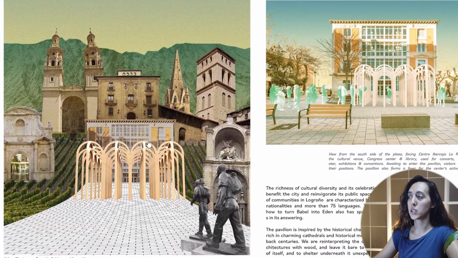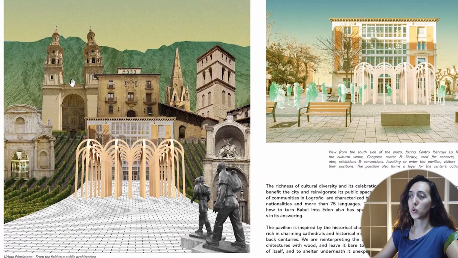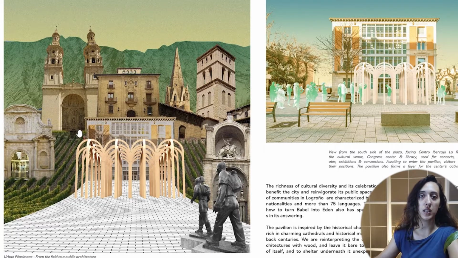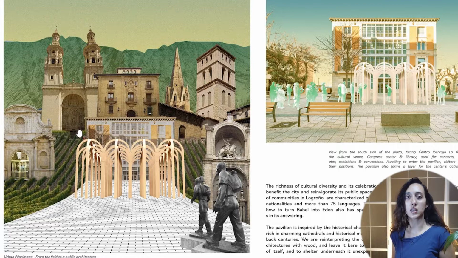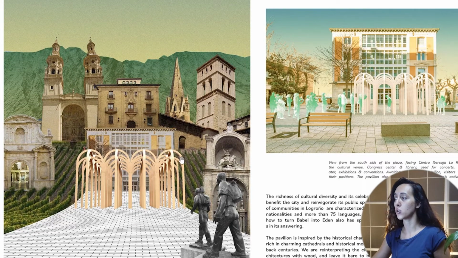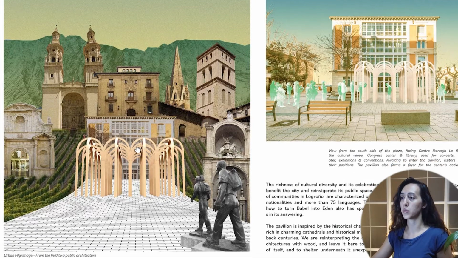And in this collage, the idea was to show different influences that act on the city and shape how the city's culture takes place. We have the historical character from the buildings from the medieval times and Renaissance. And we also have some newer buildings. We have the main building, it is Centro Ibercaja La Rioja. It's a cultural venue, congress center and library.